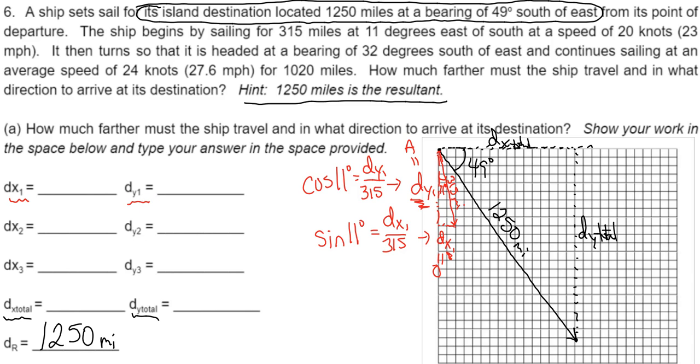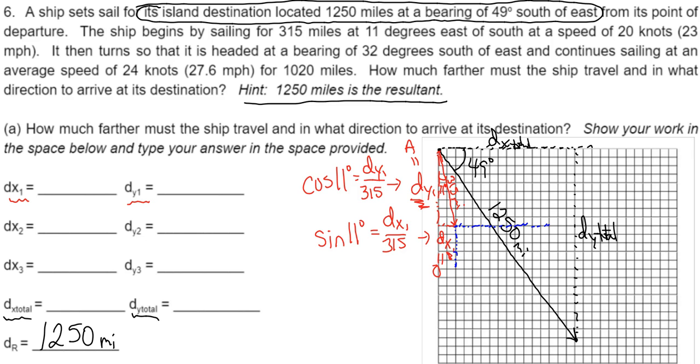On the next leg of the journey, starting from where we left off, the ship turns so that it is headed at a bearing of 32 degrees south of east. So I'm now heading back towards the island, but I'm heading only at 32 degrees. Here's my eastern bearing, and my southern bearing is going to be going this way. So let's see what we need to do: 32 degrees south of east, continuing at an average speed of 24 knots for 1,020 miles.